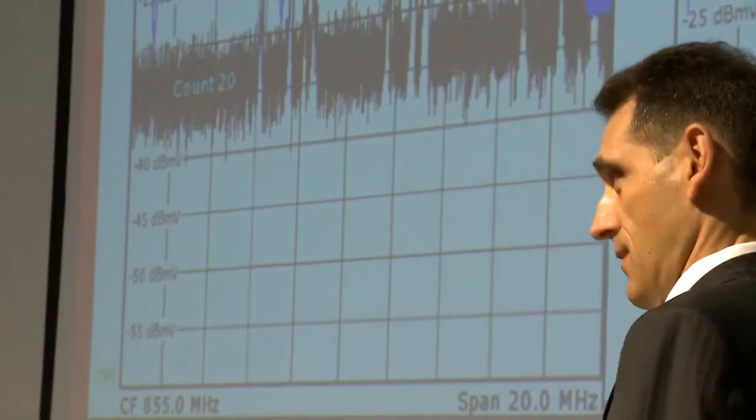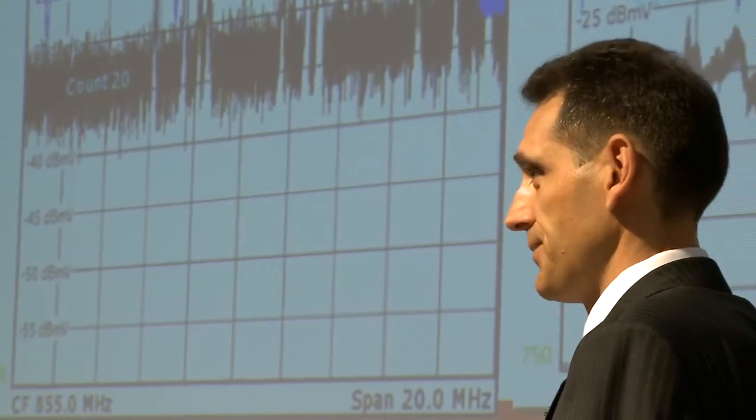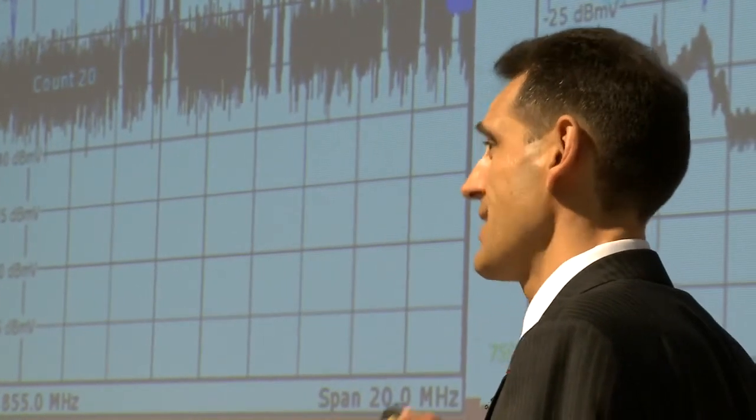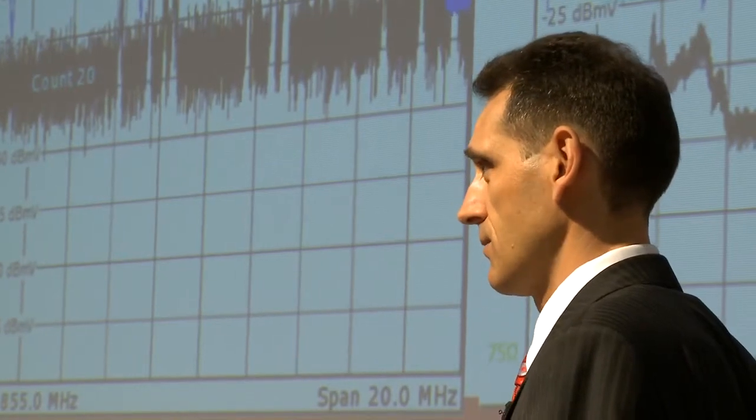So what to do with this? There is a complaint about leaking signal. But is the egress the only issue? The egress is the problem of the LTE provider. But the cable operator might have a problem as well.